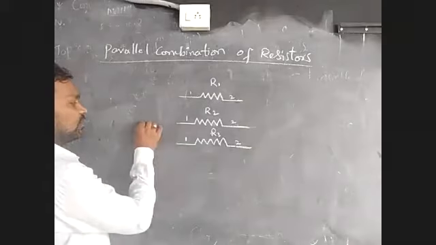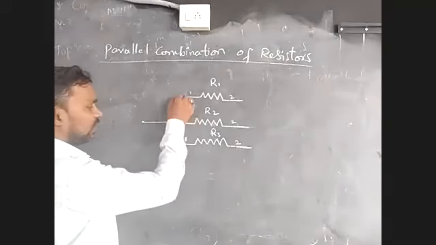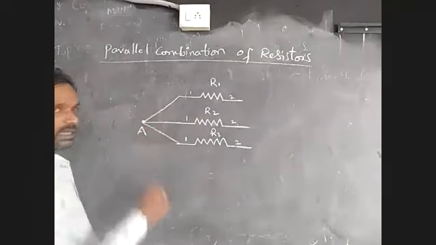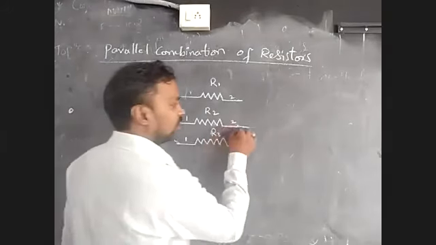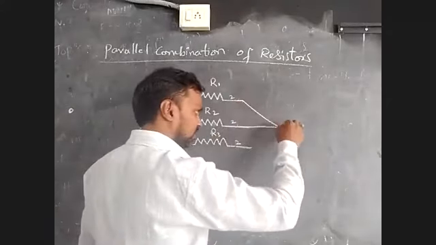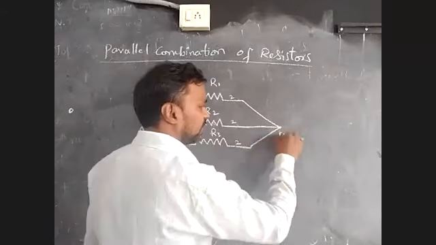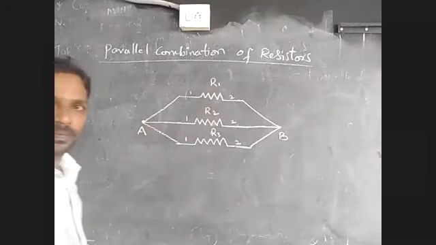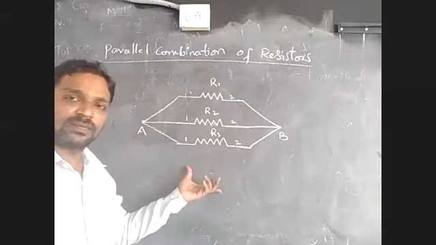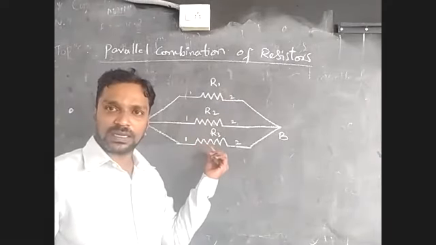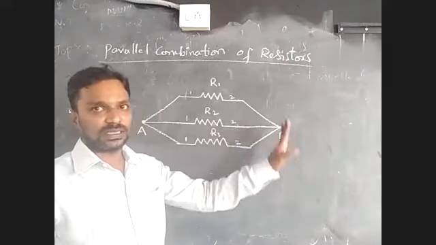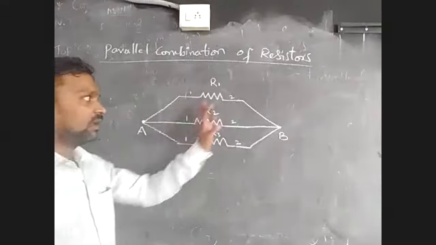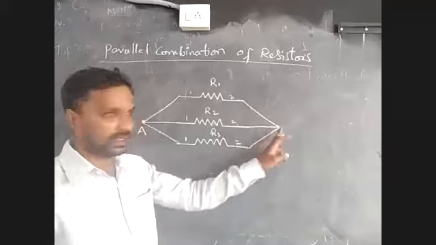So there will be a common point. I am connecting all the first ends of the terminals of all resistors to one common point. Let us consider that point as A. If I connect all the second terminals of the resistors to another common point, let us think this is B, then the resistors are said to be connected in parallel. In the series combination of resistors, the second terminal of the first resistor is connected to the first terminal of the second resistor, and so on. Here, all the first terminals are connected to one common point, and all the second terminals of the resistors are connected to another common point.